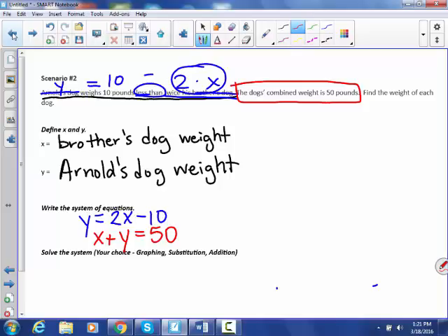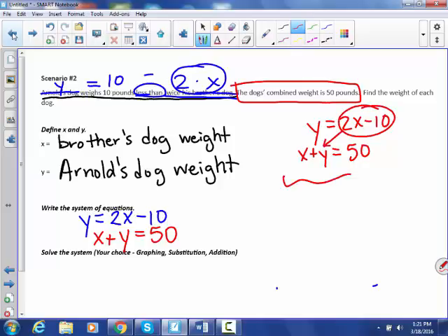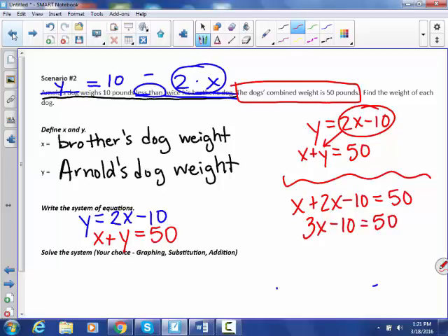Yeah, I would use the substitution method, I think. I think I would take this and put it where the Y is, right? So my new equation would say X plus 2X minus 10 equals 50. So it would be 3X. Then I add my 10.